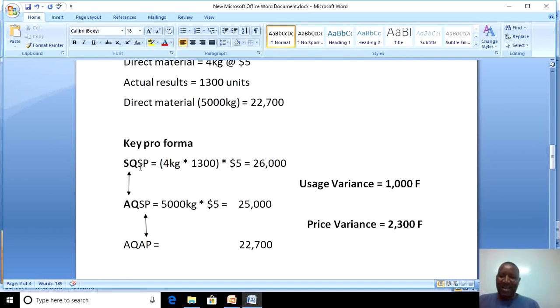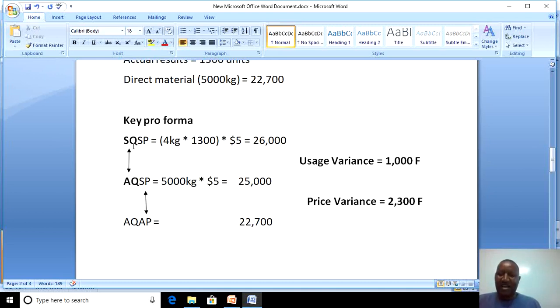I want to show you that this performer we used here is exactly the same as the one we are going to use. So we had standard quantity, which for labor we call standard hours, and standard price, which for labor we call standard rate. So it's the standard hours multiplied by the standard rate, actual hours multiplied by the standard rate, and actual hours multiplied by the actual rate. Same.